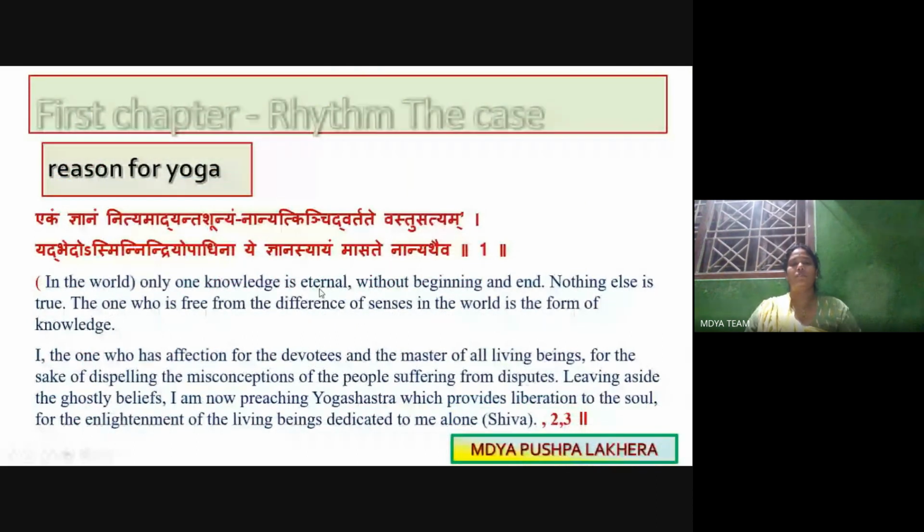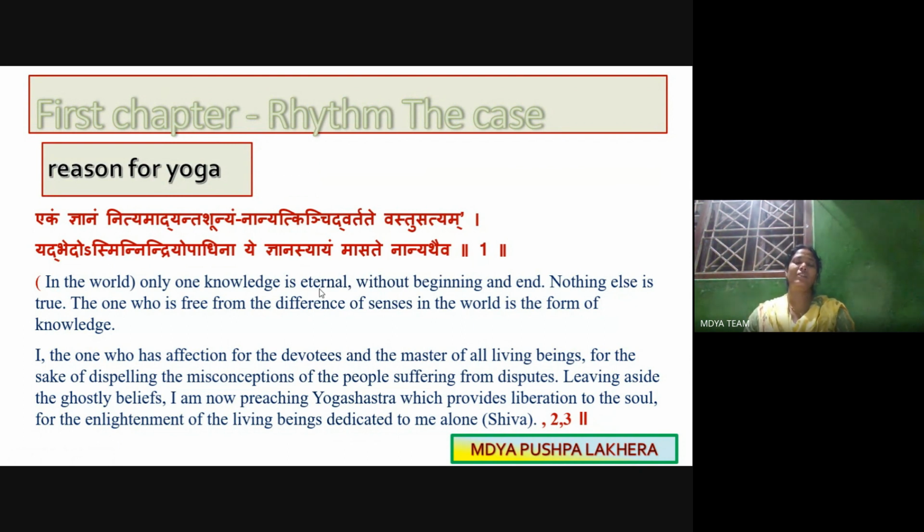The first chapter starts with the reason for yoga, meaning how yoga is a useful thing, discussed by Lord Shiva. Why you should not be confused by what the shastras are telling, what the Vedas are telling. In this way, you don't be confused. You must go through the path of yoga. Then only you will achieve that state.